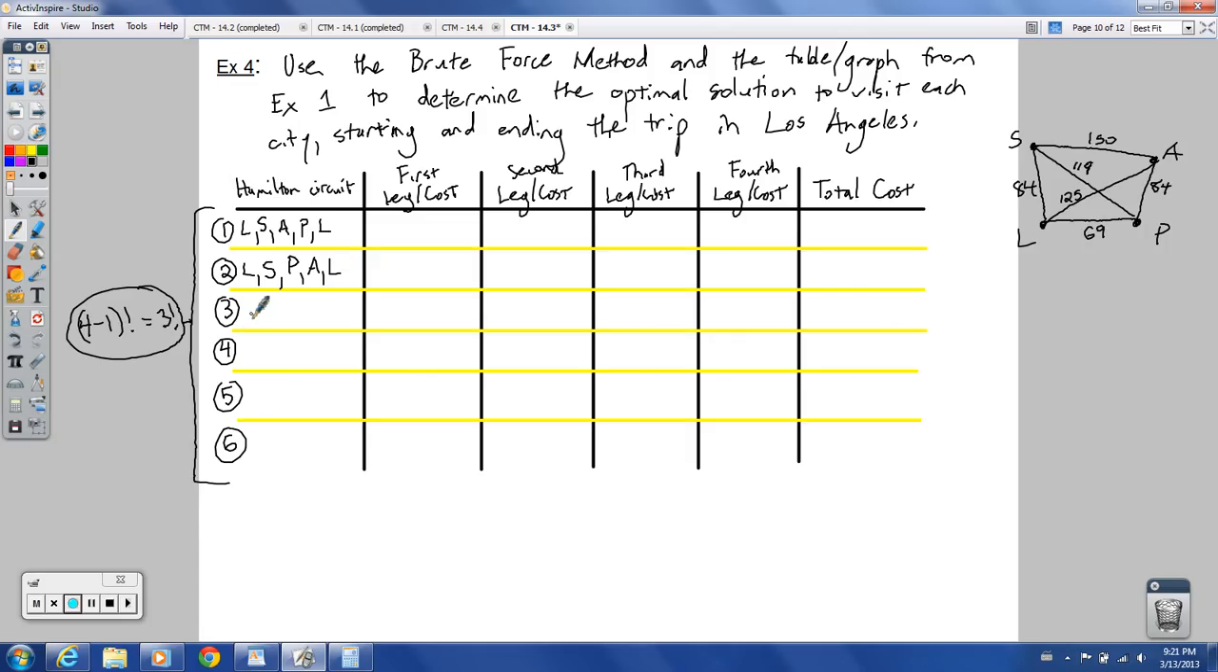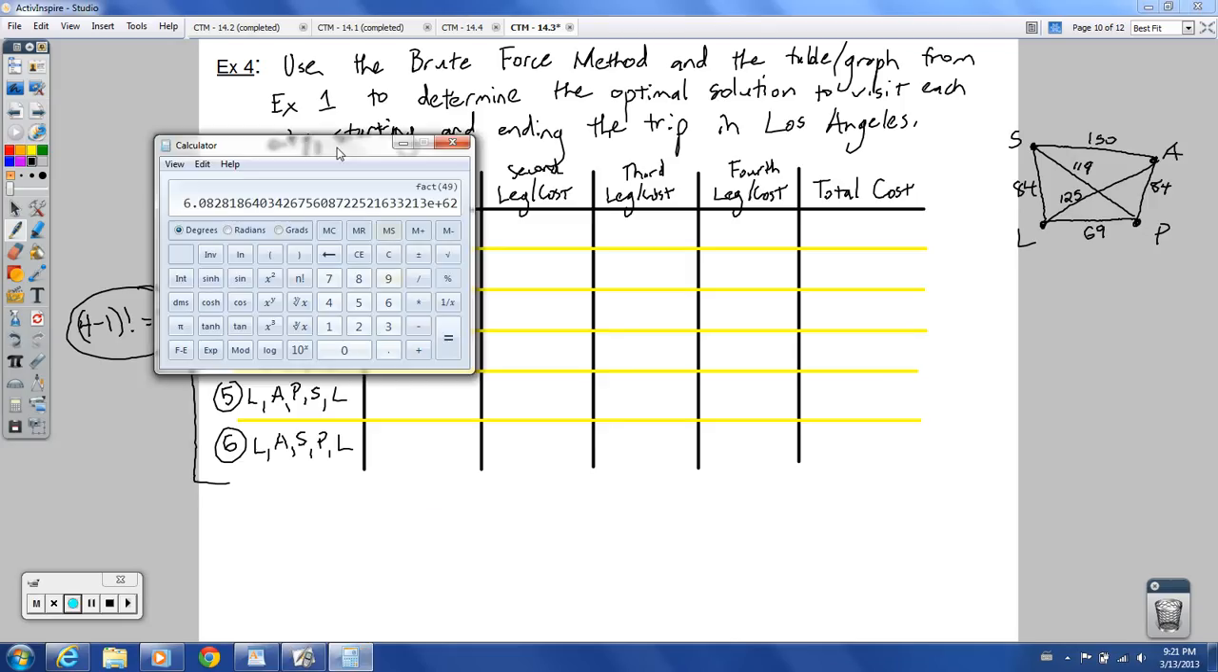Another possibility, I'm starting at L for Los Angeles each time. But I could go, instead of San Francisco, to Phoenix, and then to Albuquerque, San Francisco, or I could do Phoenix, San Francisco, and then Albuquerque, or I could do Albuquerque, and then Phoenix, San Francisco, back to LA, and finally Albuquerque, San Francisco, and then Phoenix, and back to LA. So these are my 6 possibilities. And so let's figure out what the cost would be for each one of those possibilities here.